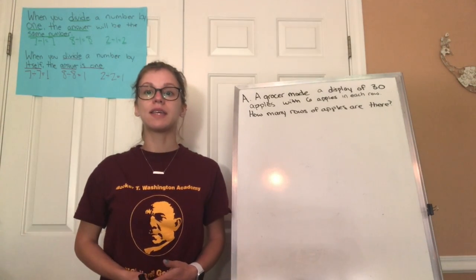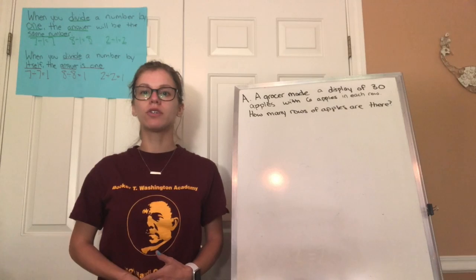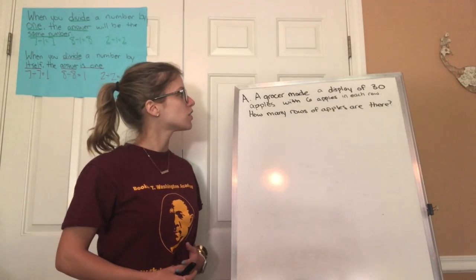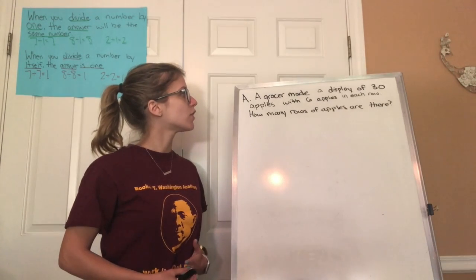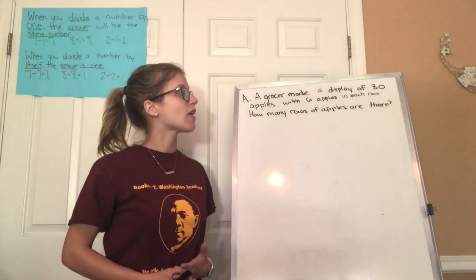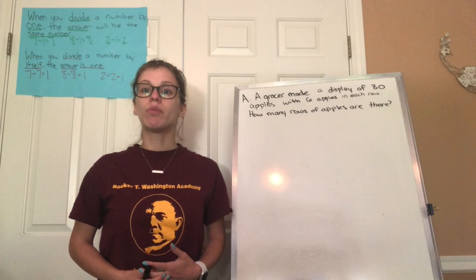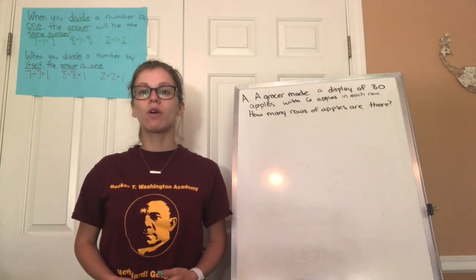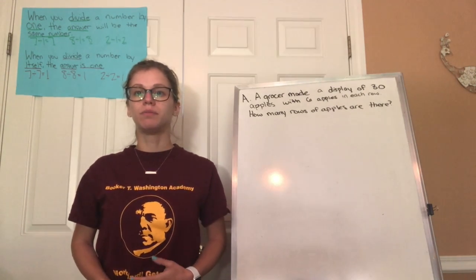What I have here is a story problem that we're going to try solving together. It says, a grocer made a display of 30 apples with 6 apples in each row. How many rows of apples are there? So I want you to pause me and take notes of the important parts of this problem.